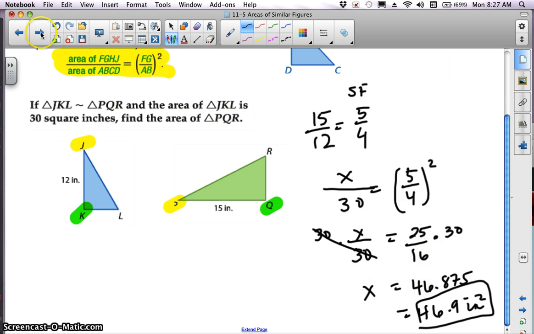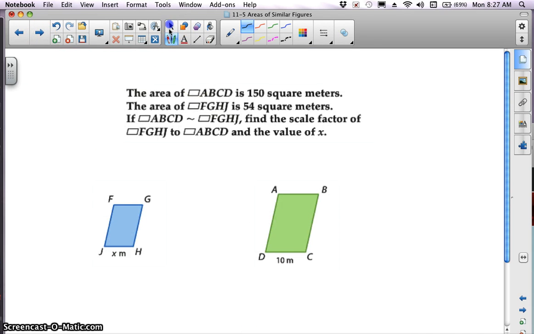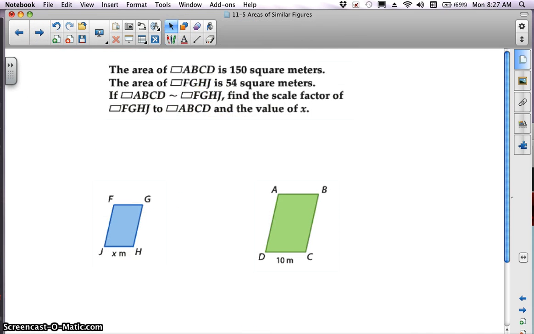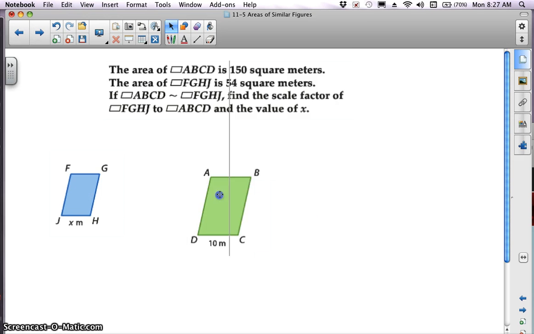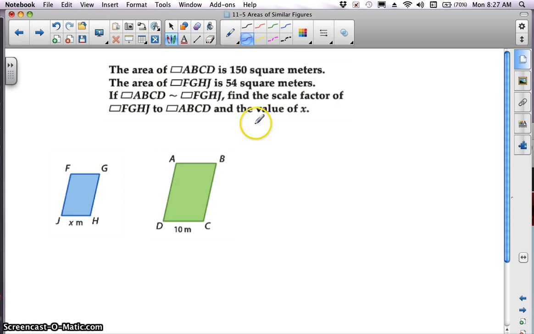Next example is the one where you're finding the side. So go ahead and pause the video and take a moment to write this down. Okay, so we are using that same setup as the last one. The area of ABCD is 150 square meters, and the area of FGHJ is 54 square meters.